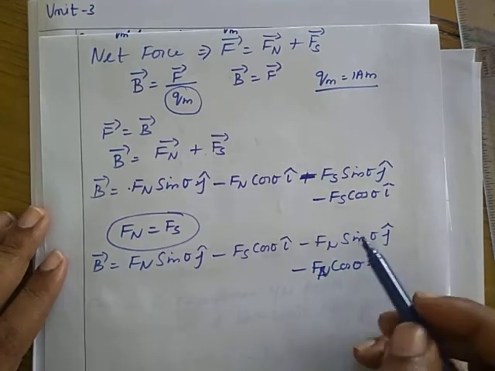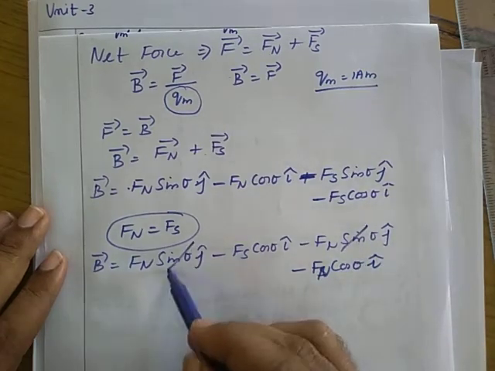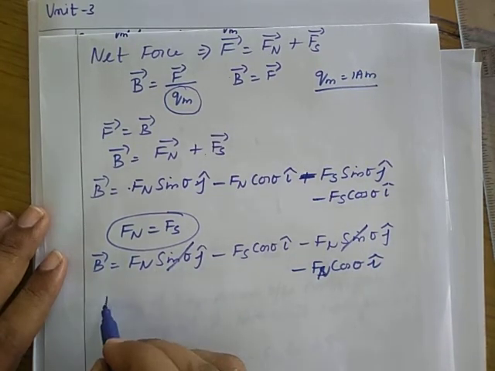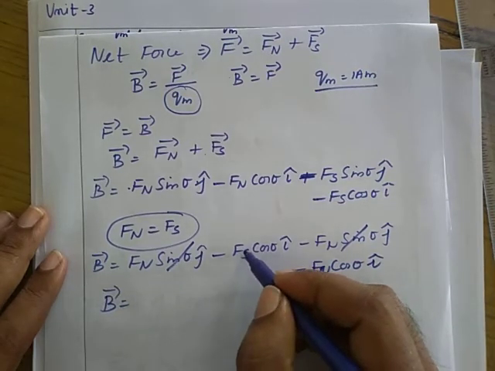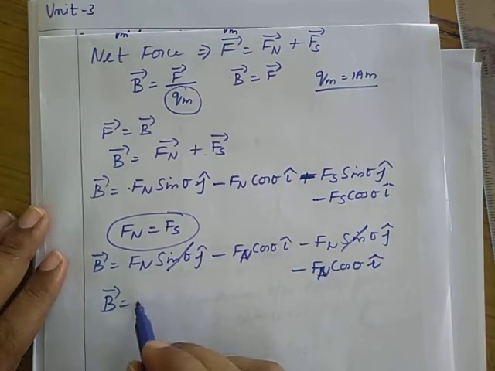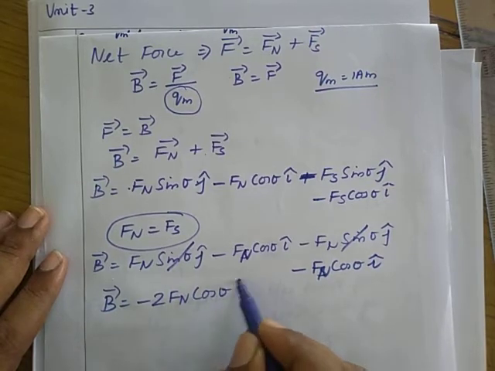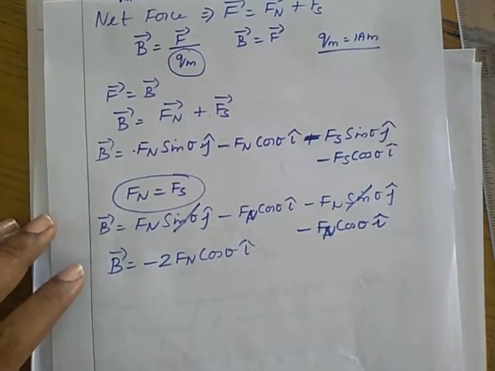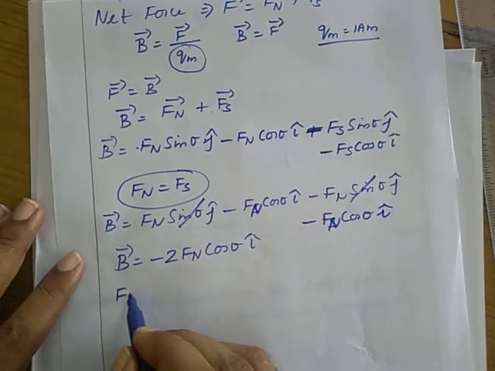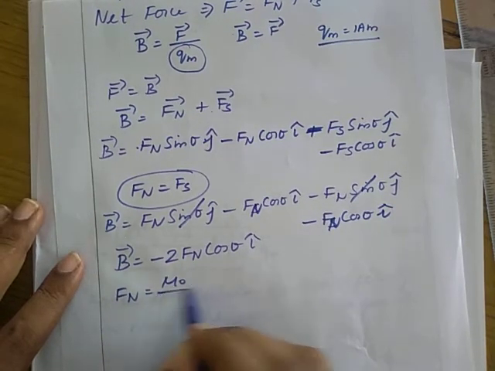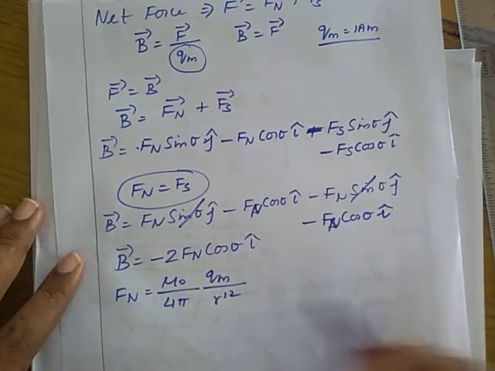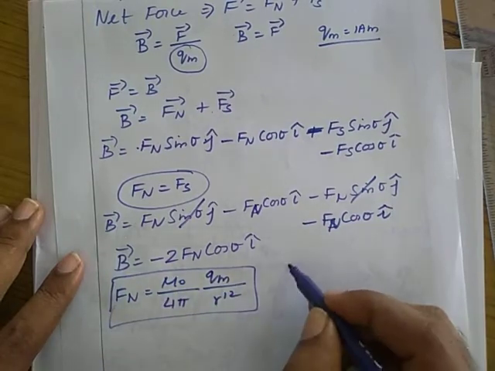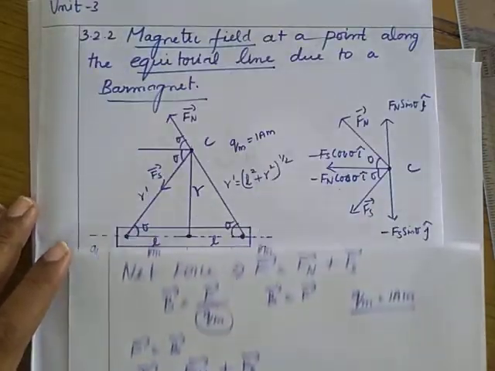Here these two terms will be cancelled because they are equal and opposite. Then the net magnetic field is equal to minus 2 Fn cos theta i cap. We know the value Fn is equal to mu naught by 4 pi then Qm by r dash square. We know this value. Then we can find cos theta.